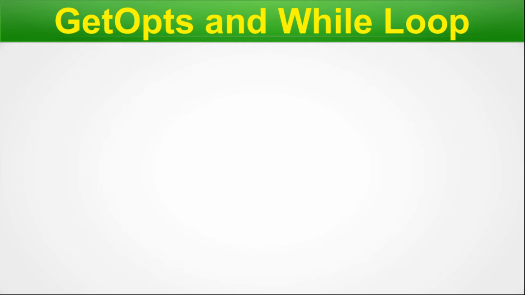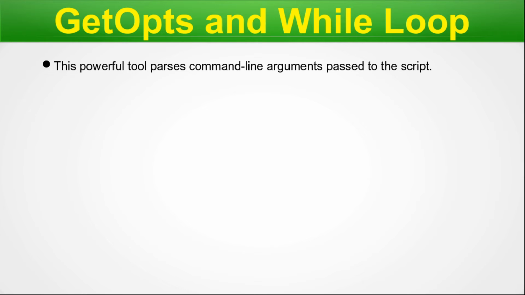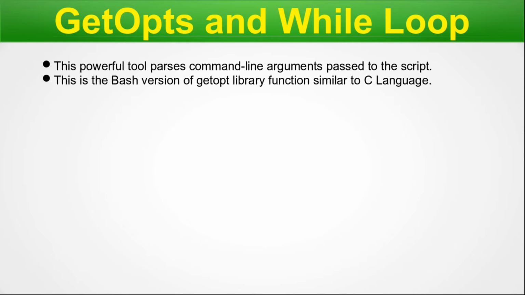The first topic here is getopts and the while loop. This getopts is a very powerful tool, which parses command line arguments passed to the script. This is the Bash version of the getopt library function, similar to the C language. So let's see an example here.